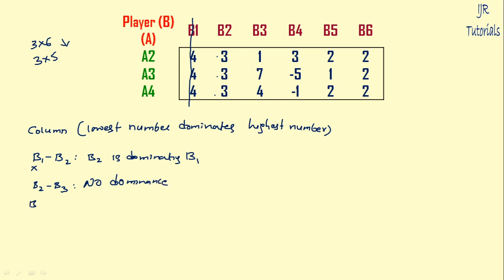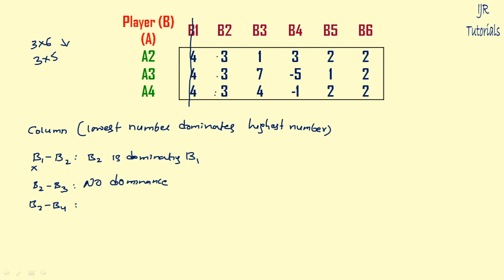So next comparison, B2 and B4. So under B2, B4, 3 and 3. So both are dominating each other because if the same numbers are there, both are having equal dominance. So B2 is dominating B4 and B4 is dominating B2. Second case, 3 and minus 5. So here minus 5 is lesser than the 3. So that means we can say that minus 5 is dominating 3. So we can say that B4 is dominating B2.